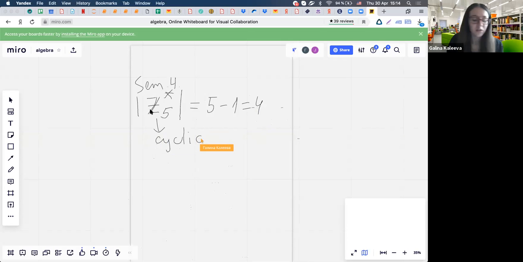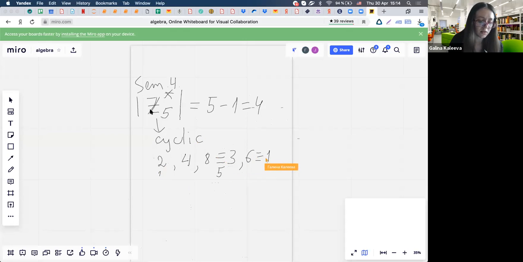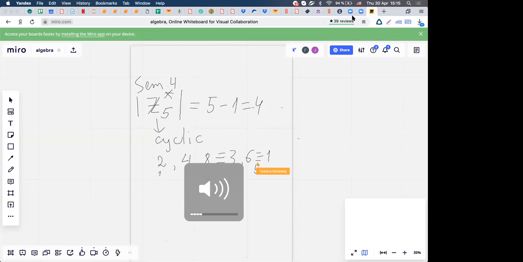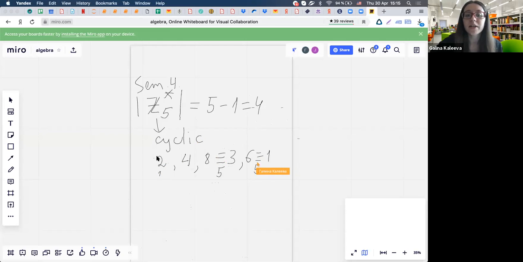Let's find. For example, take 2 and consider all the powers of 2 modulo 5. The first is 2, the second is 4, the third is 8, which is 3 modulo 5, and the fourth is 16, which is 1 modulo 5. Do you agree with this speculation? Yes. Yep. So my question is, is 2 a generator of our group?